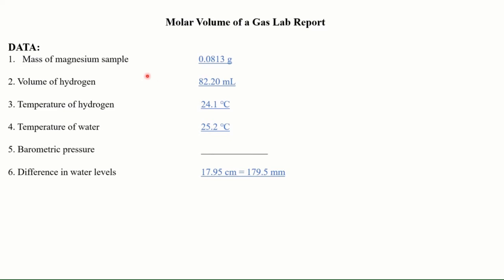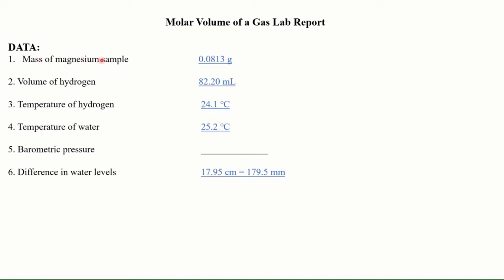Hello guys. The purpose of this video is to demonstrate how to do the calculation for the molar volume of a gas lab report. In the previous video we demonstrated how to do the experiment for molar volume of a gas, and we collected the following data.